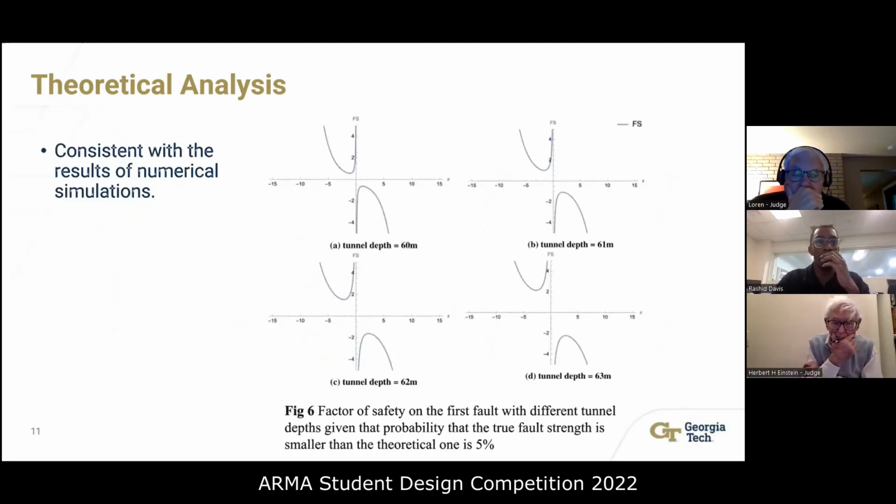Okay, so for the factor of safety, we also calculated the values to find those larger than 1.5. We can see that the factor of safety with a tunnel depth of 62 meters is larger than 1.5 along the fault. And this is consistent with the numerical simulations that we found.